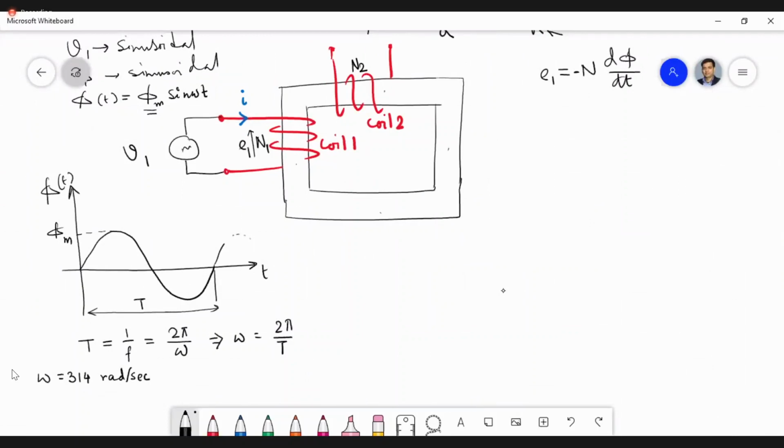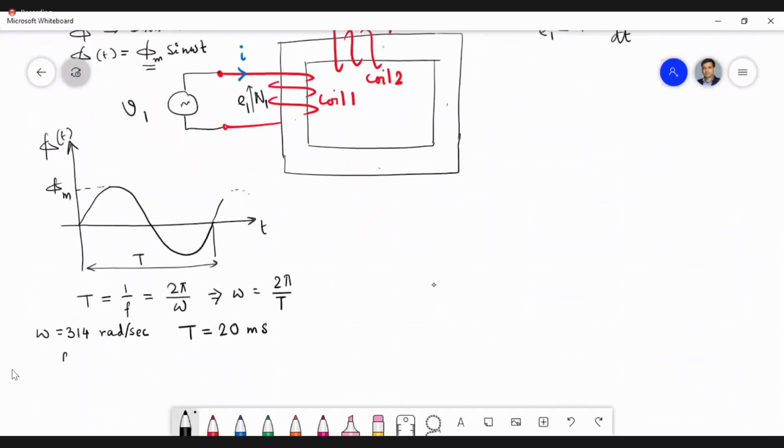So 0.02, so T is 20 millisecond. Okay, so T equals 20 millisecond. Can you tell me what is the value of f?